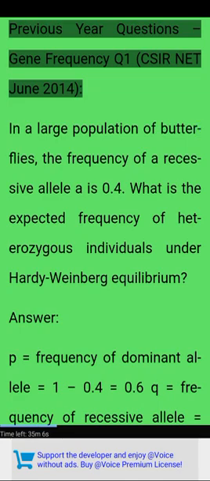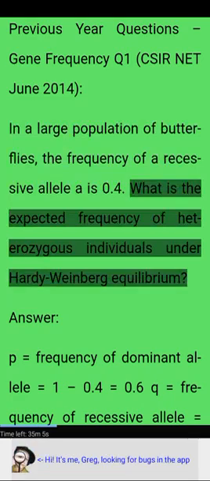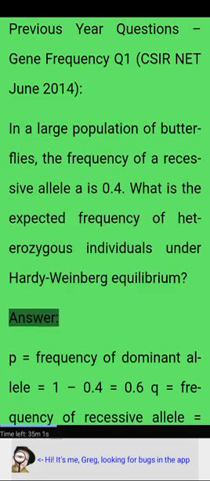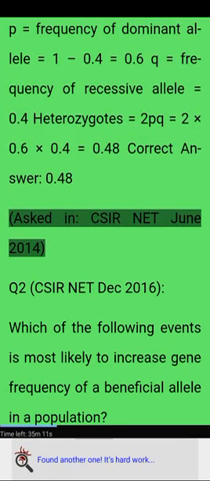Previous year questions. Gene frequency. Q1, CSIR NET June 2014. In a large population of butterflies, the frequency of a recessive allele a is 0.4. What is the expected frequency of heterozygous individuals under Hardy-Weinberg equilibrium? Answer. p equals frequency of dominant allele equals 1 minus 0.4 equals 0.6. q equals frequency of recessive allele equals 0.4. Heterozygotes equals 2pq equals 2 times 0.6 times 0.4 equals 0.48. Correct answer: 0.48. Asked in CSIR NET June 2014.